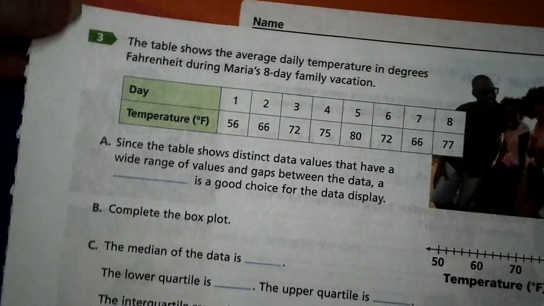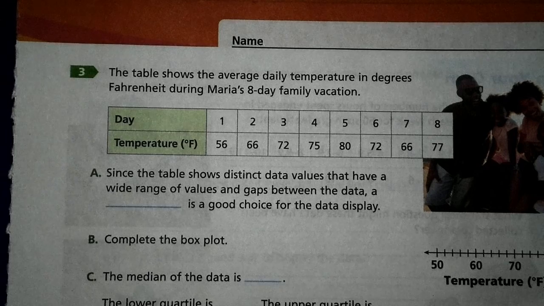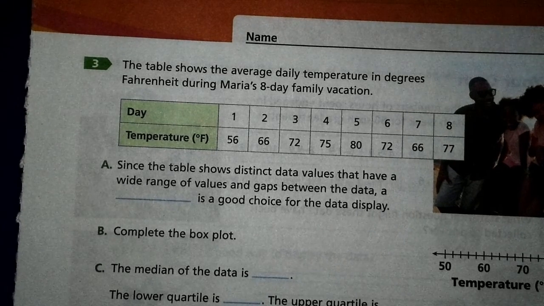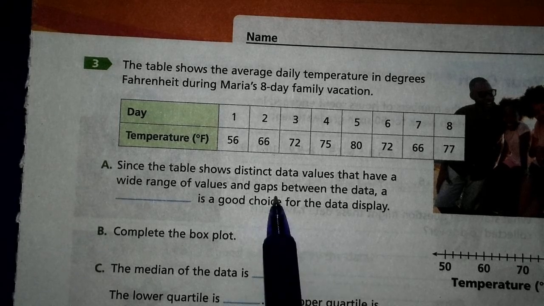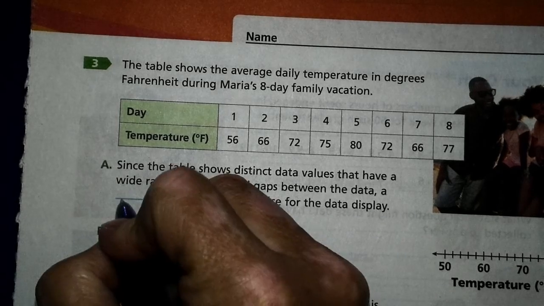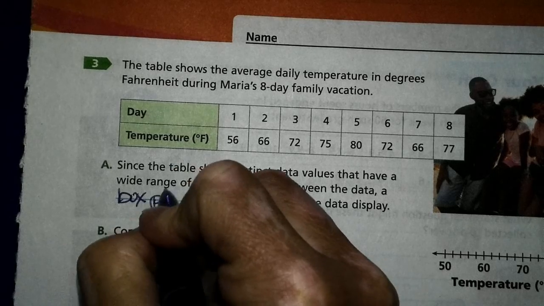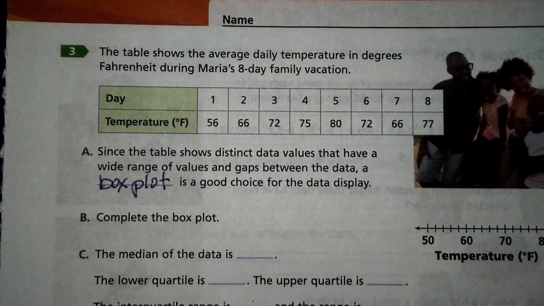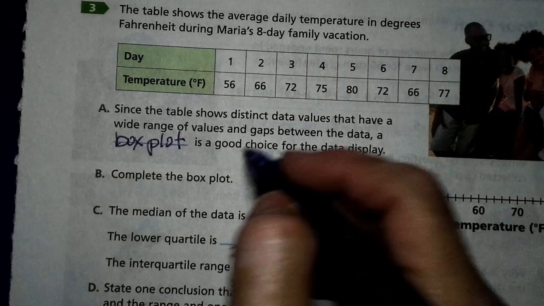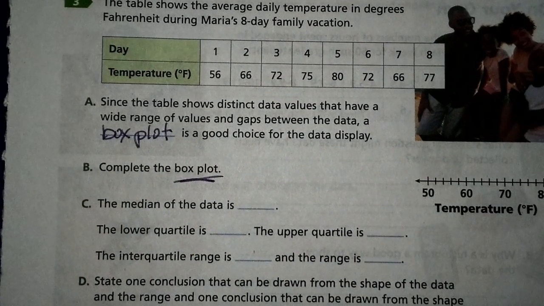So let's move to 3. 3 says the table shows the average daily temperature in degrees Fahrenheit during Maria's 8-day family vacation. Since the table shows distinct data values that have a wide range of values and gaps between the data, a box plot is going to be the choice for data display. So we're going to complete the box plot. So they kind of told us the answer down here, right?